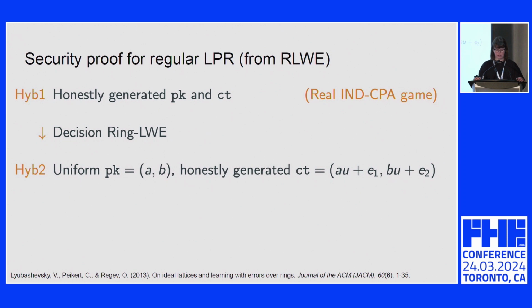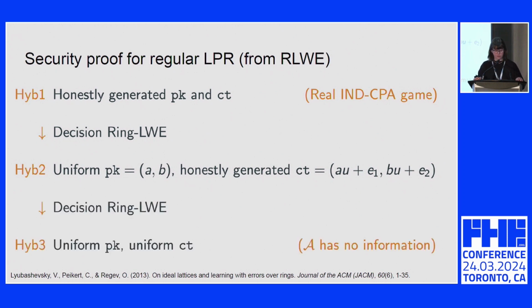Then we're going to consider an honestly generated ciphertext. And then to get to the third hybrid, where everything is uniform and the attacker has no information, we need to use the decision ring learning with errors problem in order to make sure that the ciphertext is indistinguishable from uniform.